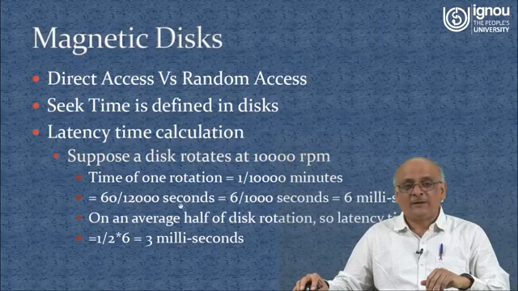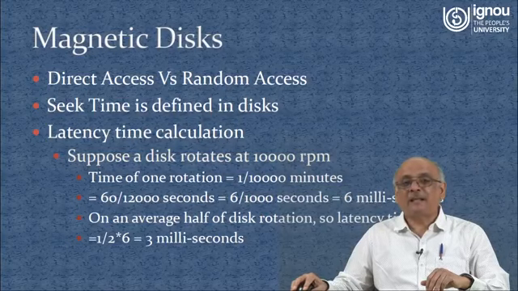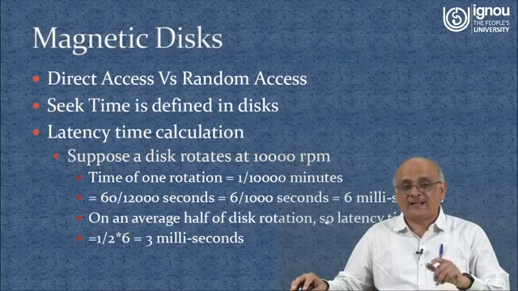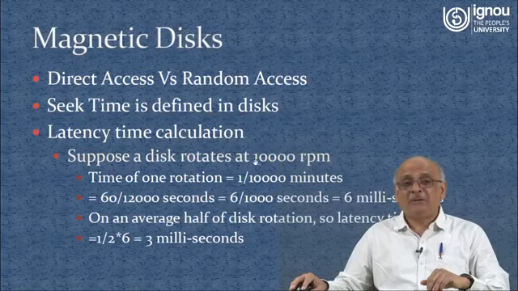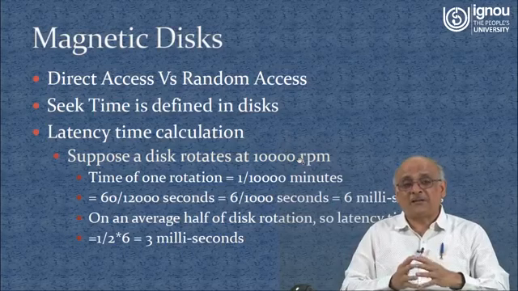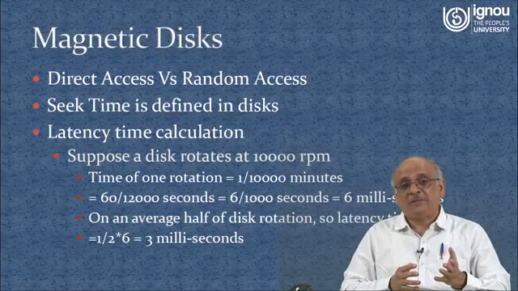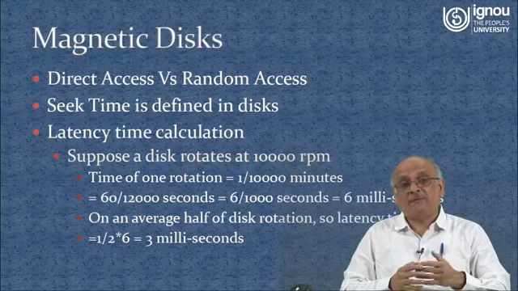And 1 minute is 60 seconds, so 60 by 10,000, which gives 6 by 1000 seconds, which is 6 milliseconds. On average, half of the disk rotation, so latency time becomes 3 milliseconds for a disk which rotates at 10,000 RPM. It's a good speed, right? Remember this. Today's disks maybe go to 15 or 16,000 RPM. It's very, very high speed.